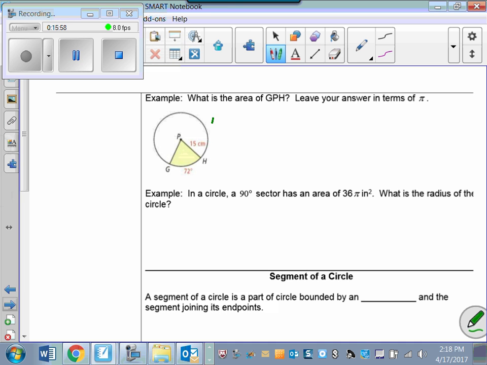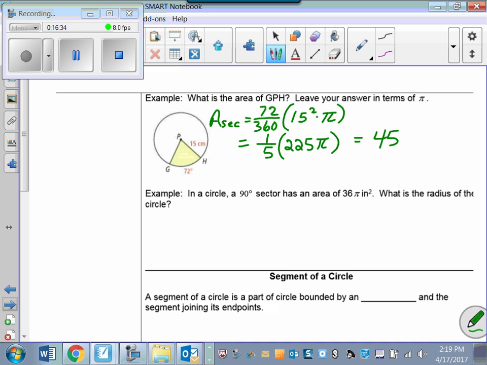Well, we know that's a sector, and we know we got to take that fraction, which is 72 over 360, and we got to multiply that by the total area, which is 15 squared times pi r squared. All right, and if we were to punch all that in, 72 over 360, oh, that's 1/5. So that's going to simplify to 1/5, and that'll be 225 pi. And 5 definitely goes into 225. So my area ends up being 45 pi square centimeters.